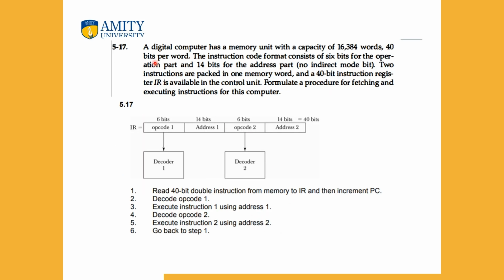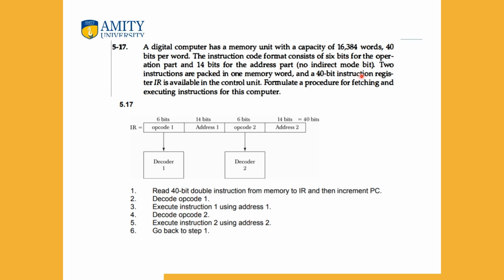In this question, we'll be seeing that a digital computer has a memory unit with the capacity of 16,384 words, 40 bits per word. So there are 40 bits per word, and this is the number of words. The instruction code format has 6 bits for the operation part, 14 bits for the address part, and there is no indirect bit.